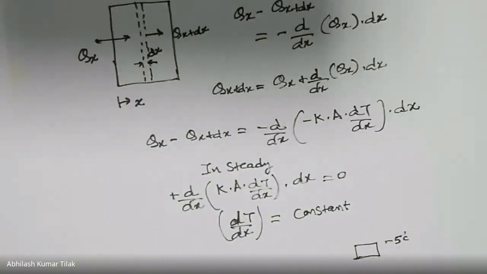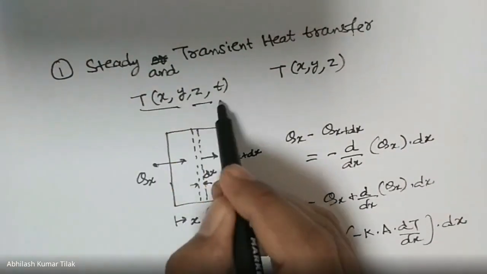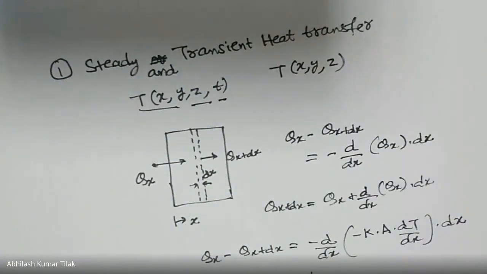Now, transient heat transfer gives us a real picture of the heat transfer taking place in different conditions, where the temperature varies with respect to time. That is, it is a function of the spatial coordinates as well as time. So this transient heat transfer gives us a real picture of how heat transfer takes place in a body or in any heat transfer equipment.